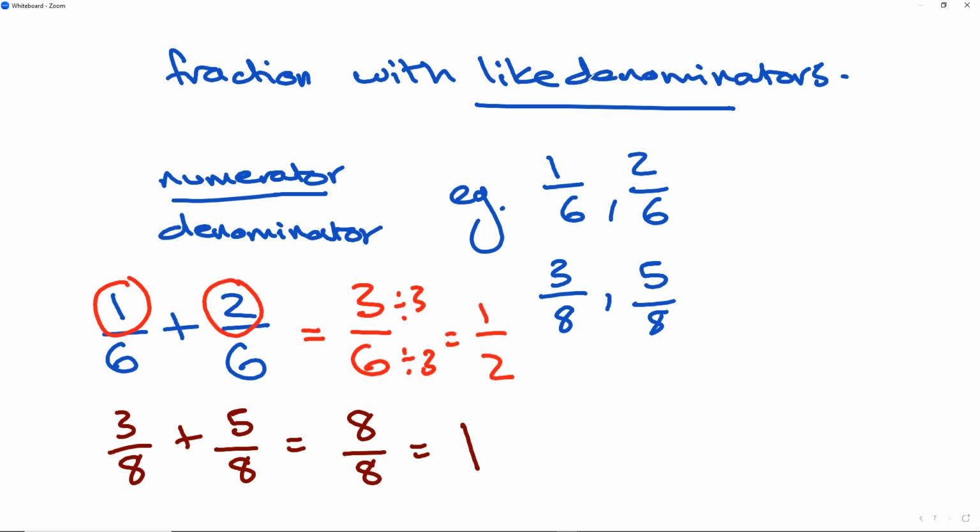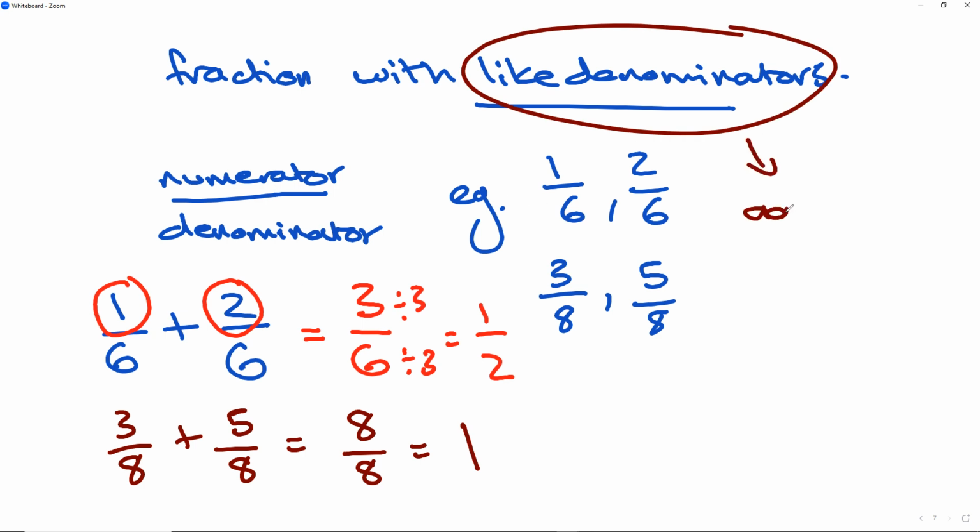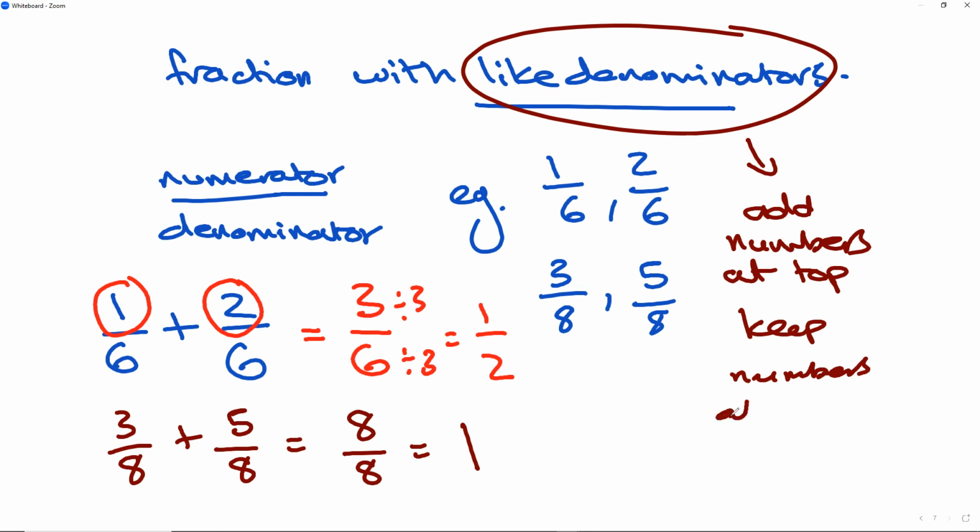So when we have fractions with like denominators, it's pretty simple. All we have to do is add the numbers at the top and keep the numbers at the bottom the same.